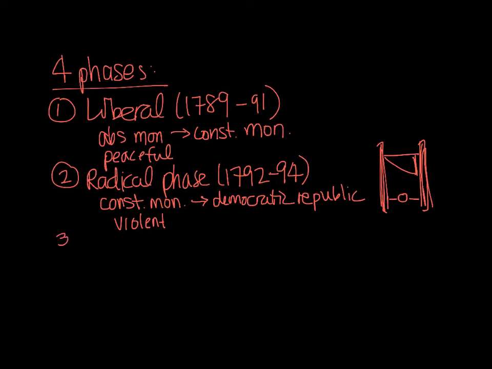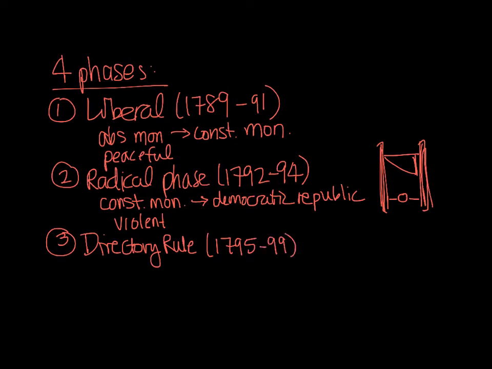All right. The third phase is Directory rule. Ultimately, the radicals in charge of the government during the radical phase were overthrown, and they were replaced by a 5-man executive called the Directory. So France during this time period was still a republic. Those members of the Directory were elected.